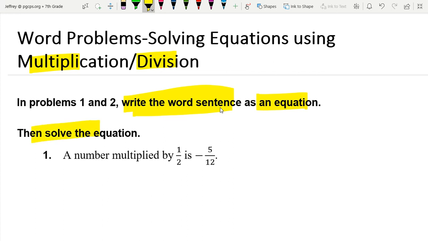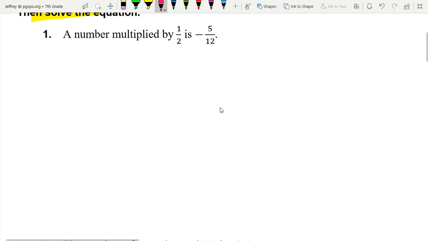So you're doing two things. You write the equation first and then you solve it. So let's do the first one. It says a number multiplied by 1/2 is -5/12. Again, a number. Do we know what that number is? We don't. Multiplied by 1/2 is -5/12.